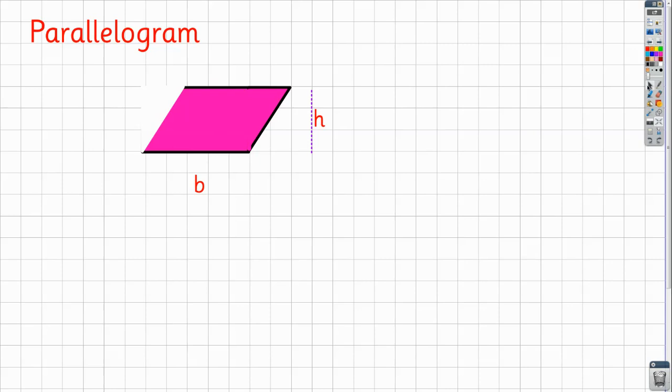Now, I'm just going to change this parallelogram so that it looks like a rectangle. I've got a base width here, which is 5 in this particular one, and a height of 3.